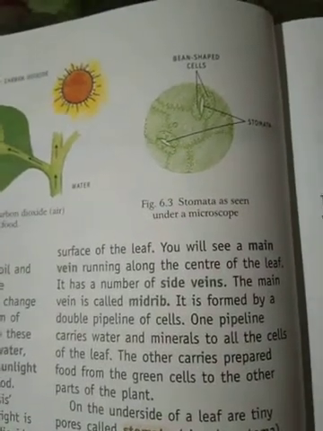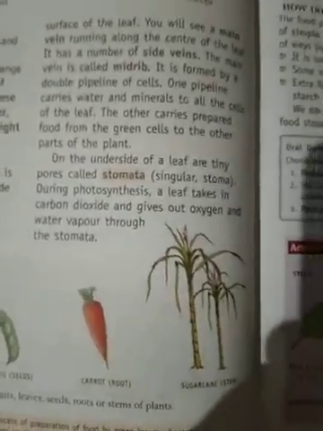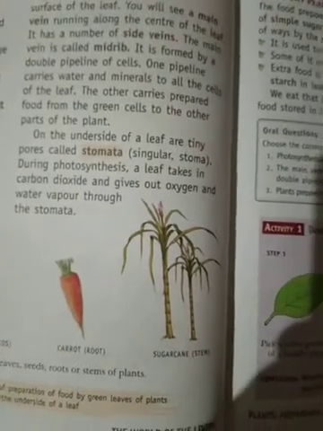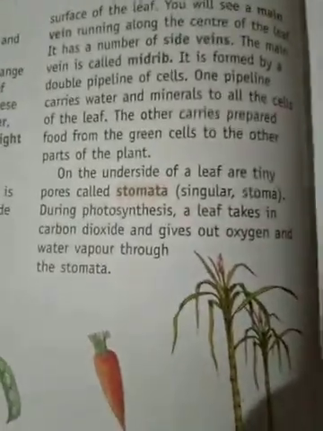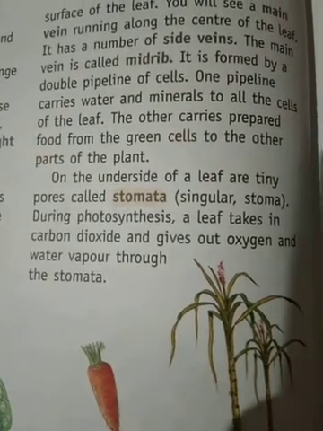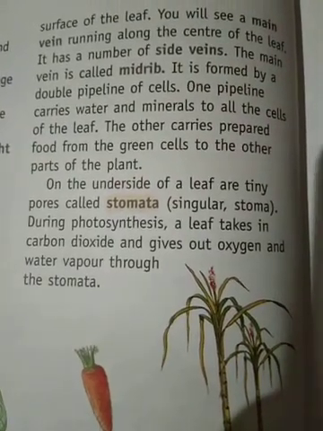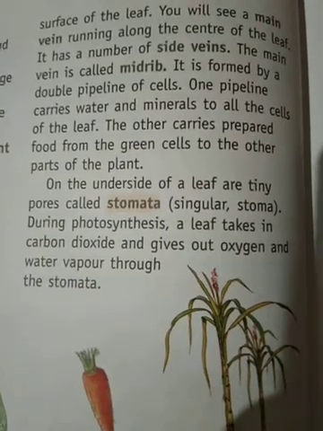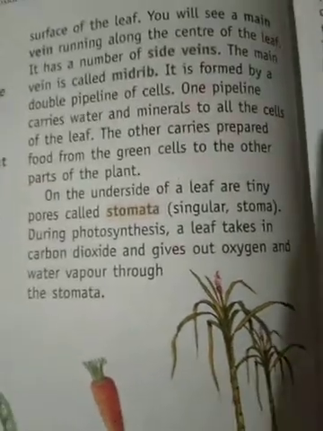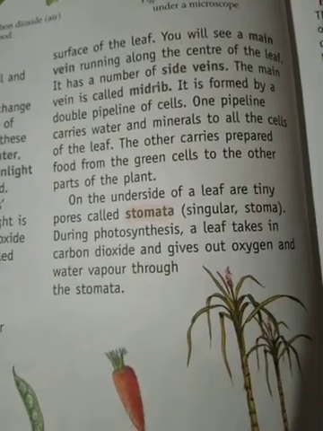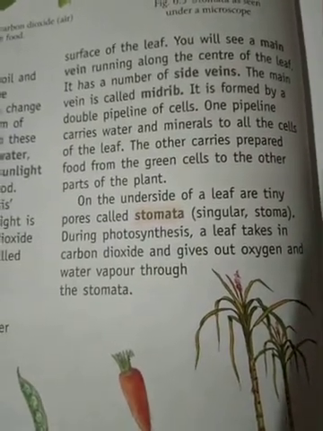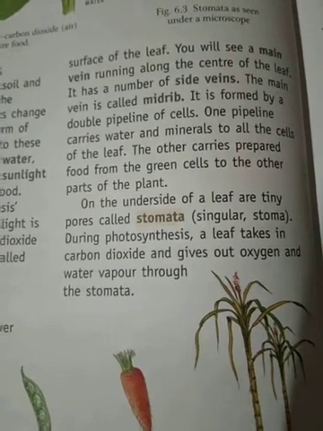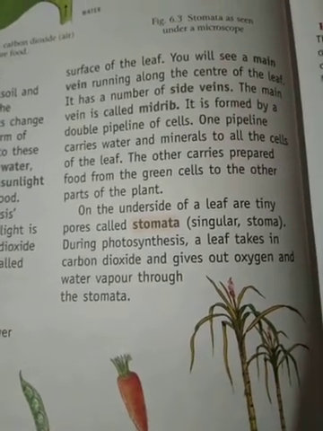Understood? So remember this, look at the book once again, you will come to know. I will explain the things very elaborately now. So we all come to know that these small pores are known as stomata. In singular form it is called stoma, but in plural form it is known as stomata. Now during photosynthesis, a leaf takes in carbon dioxide and gives out oxygen and water vapor through the stomata.